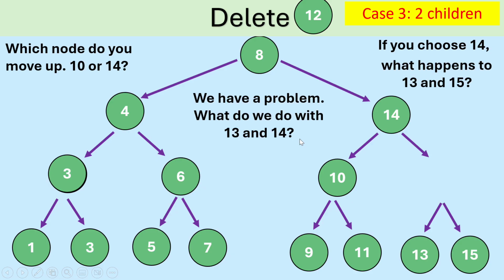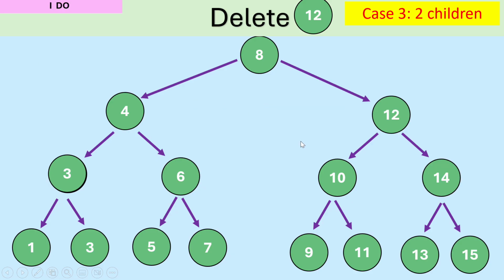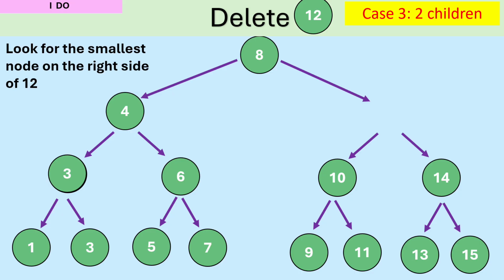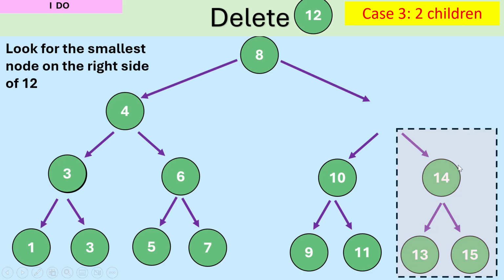So now we're going to think, okay, if I want to delete the number 12, I'm going to look for the smallest node on the right side of 12. The right side of 12 is this set of nodes. The smallest number is 13. So we're going to use 13 as our successor. In this case, 13 is going to be the child of 8.